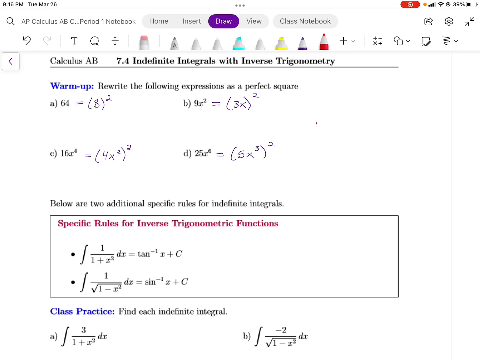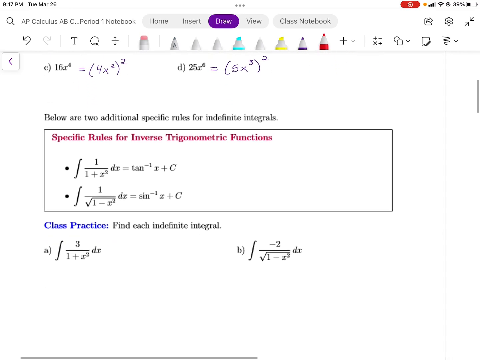So just recalling that x to the m, oh, that looks really ugly. X to the m to the n is x to the m times n, right? And so that's how we can figure that out. Okay, so we're going to need that later in the lesson when I talk about how to do this with u-sub.